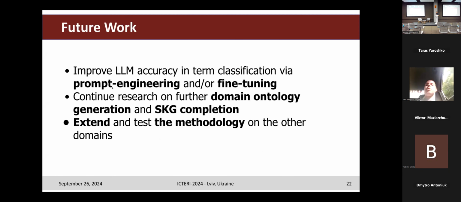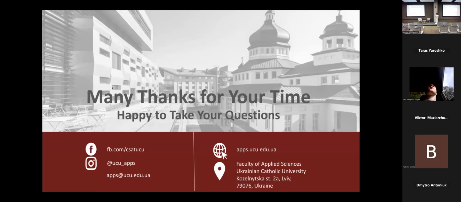Our plans for future work include improving the LLM accuracy in term classification via prompt engineering and/or fine-tuning, as I've already said. Also, we will continue our research and development on domain ontology generation and, finally, scientific knowledge graph completion for anti-corruption. And lastly, this is more of a long-term goal: we would like to extend and test the methodology on other domains closely related to anti-corruption. So thank you very much for your time, and I would be happy to answer any questions.